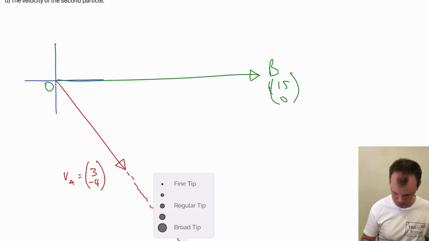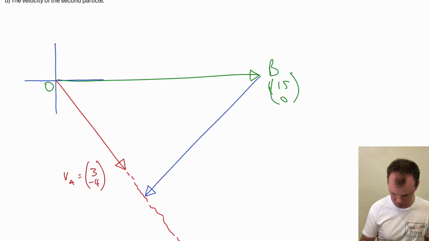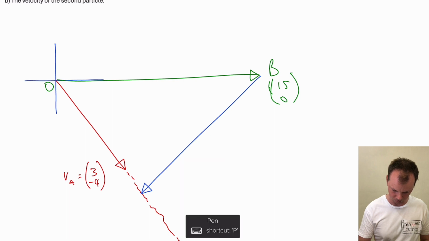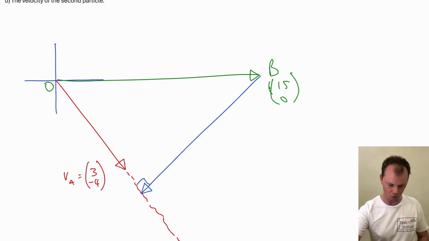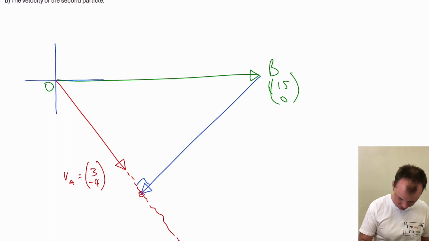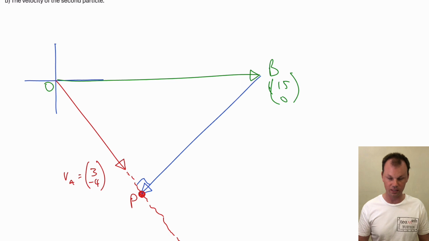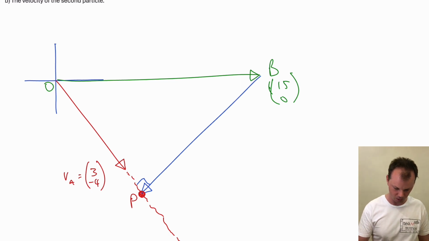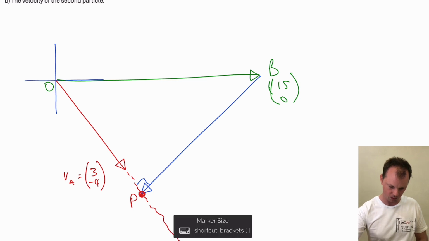Oops, I'll draw an arrow for this one. So that's a right angle there, roughly. B is traveling towards this particle A. They're going to meet at this point here, which is point P, and we want to know what vector OP is. So we're after this vector.